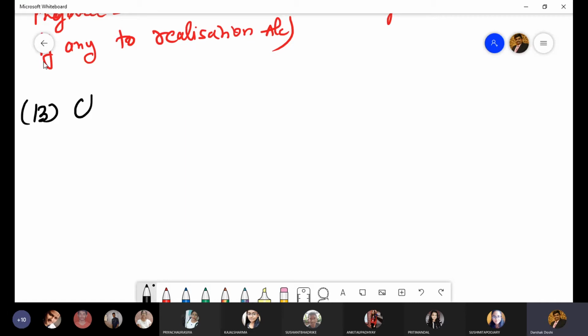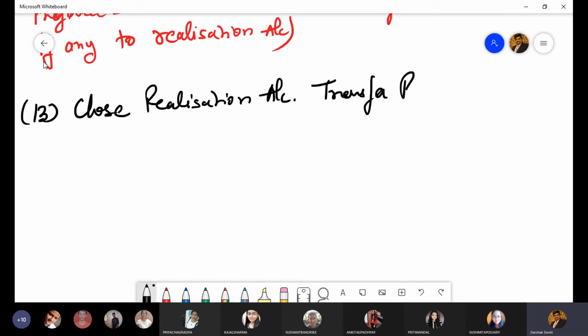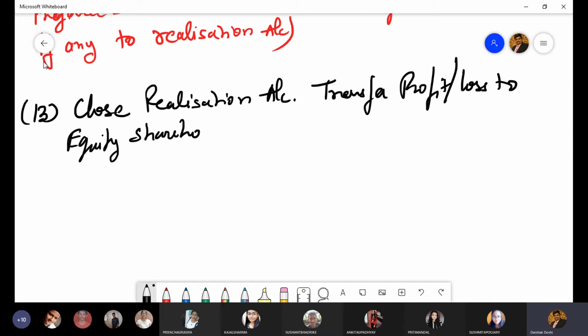Number 13. Close realization account, transfer profit or loss to equity shareholders account. Now, while we are closing, at last we need to close realization account. Whatever is the balance, that will be transferred to equity shareholders account.